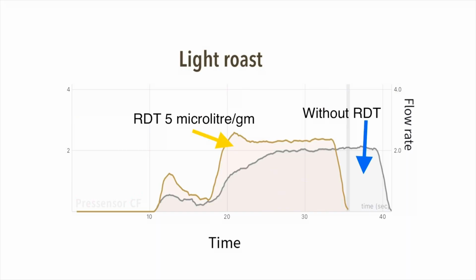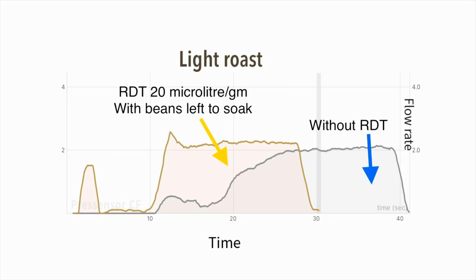The next coffee was light roast coffee, and the results were even stranger. Remember that with light roasts, they are either neutral or the net charge is positive. With 5 microliters per gram, I found reduction in extraction times and a faster flow rate. The flavor was not bad. It just wasn't as complex.